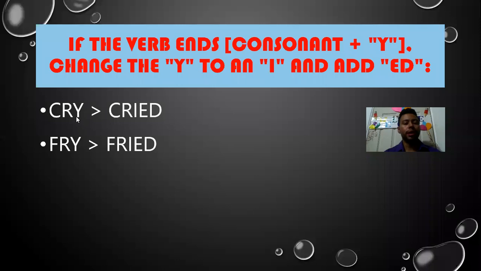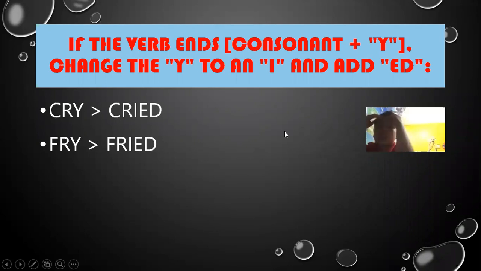Here, we need to eliminate, we need to erase the consonant Y, no more. And then we need to write I-E-D: cried. And for fry, it is the same situation. No more the consonant Y. The correct way in simple past is fried, I-E-D, at the end. Simple, right? So in the language book, the last year, we have a lot of examples, one page. Yes, that's true. Yes, review those examples. Thank you, Derek.